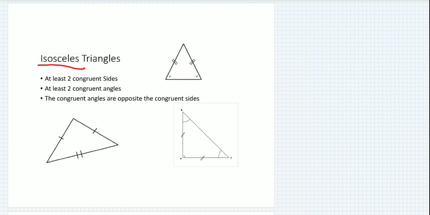You need to have at least two congruent sides. You can't have more, but you need two congruent sides in order for it to be considered isosceles. If you have three, then that's considered an equilateral. Anyway, so you have two congruent sides, and notice we're talking about sides, and then you also have two congruent angles. So basically you have two pairs of congruent parts.